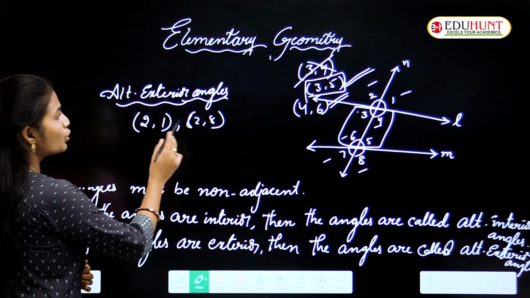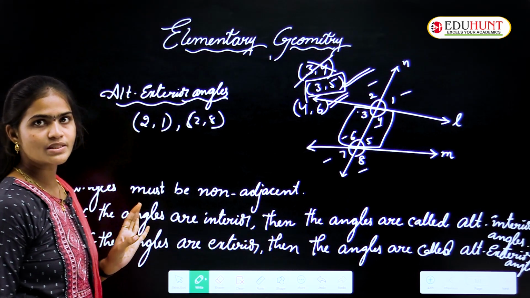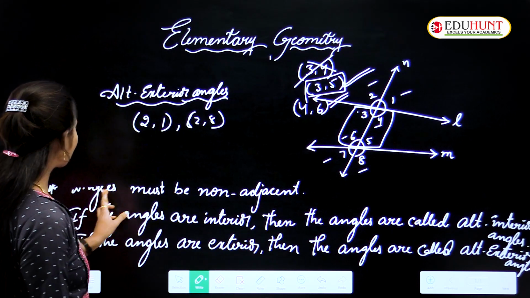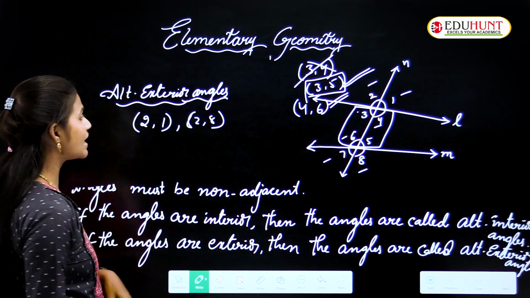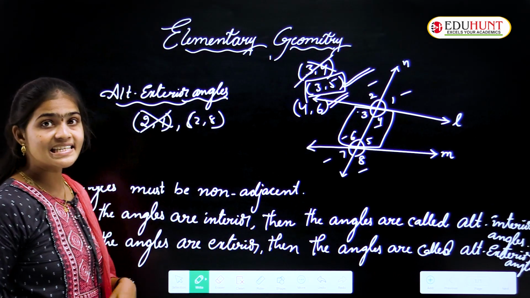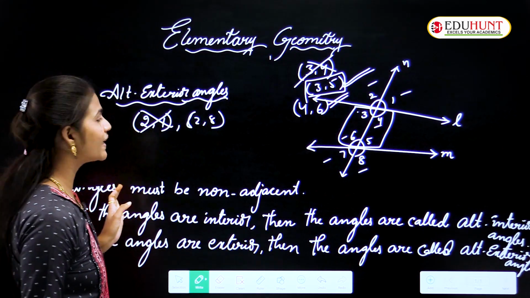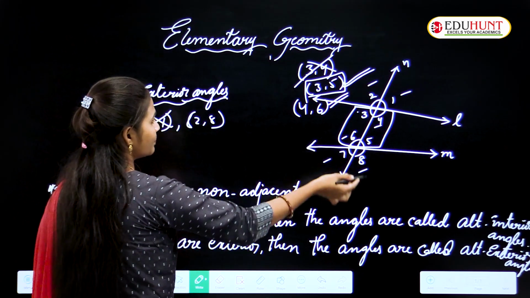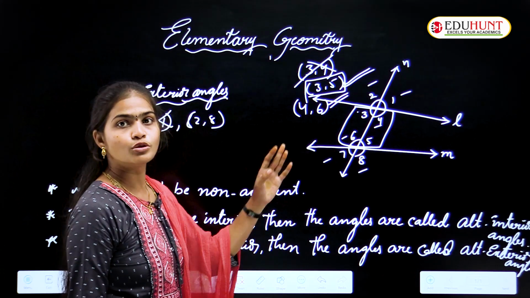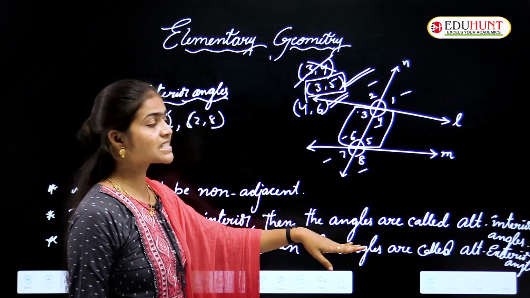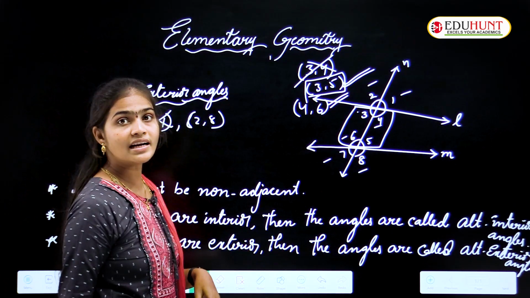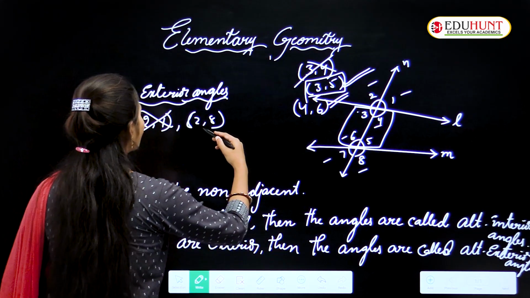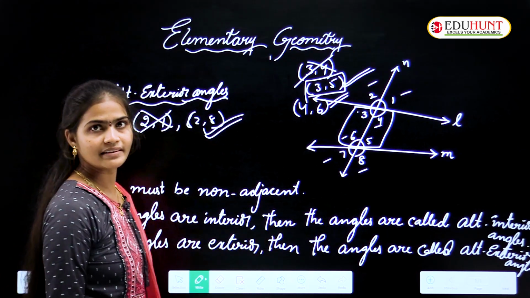Just observe that 2 and 1 lie on both sides of a transversal. First point satisfied. Second one, angles must be non-adjacent. So 2 and 1 are adjacent angles, so that is not satisfying. Next 2 and 8. Those two are exterior, those two lie on both sides of a transversal, and those two are non-adjacent angles. This is an exterior angle pair.